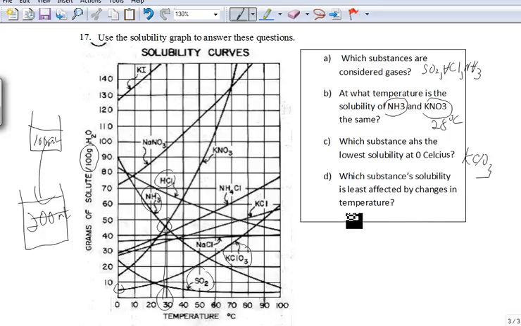Which substance's solubility is least affected by changes in temperature? So we're looking for the substance where the line isn't very steep. Look at this one. KNO3 is really affected by temperature. Look at how steep it is. However, NaCl is barely affected. So NaCl is the winner there.